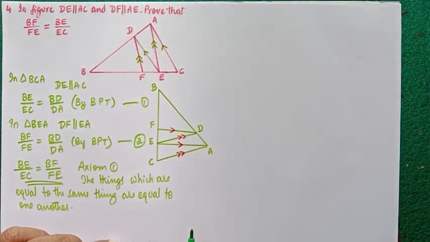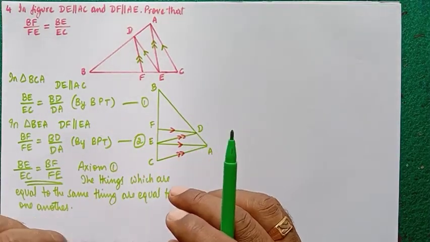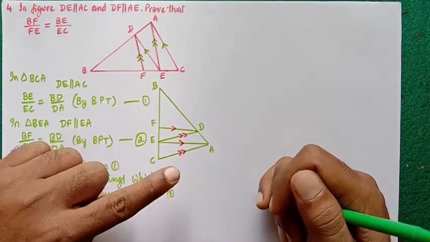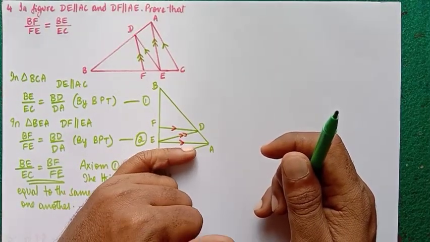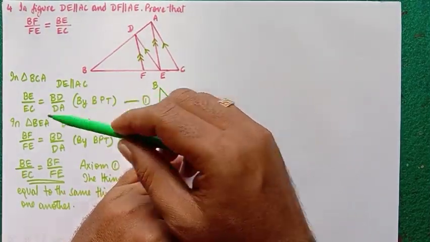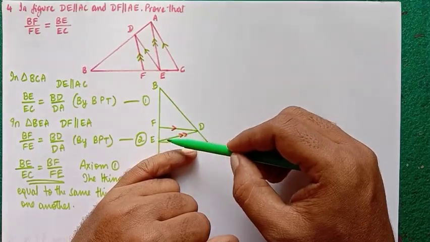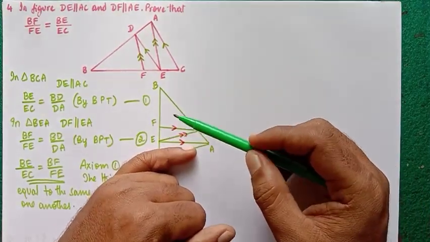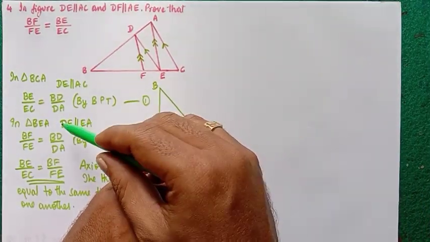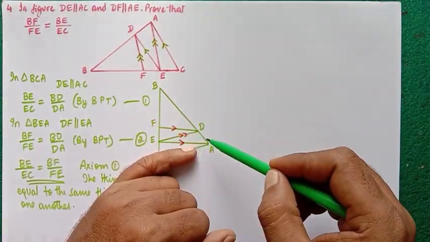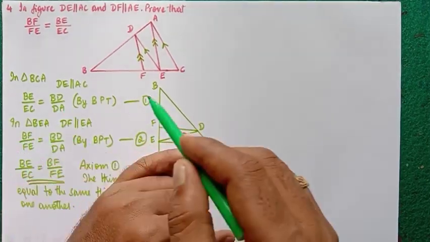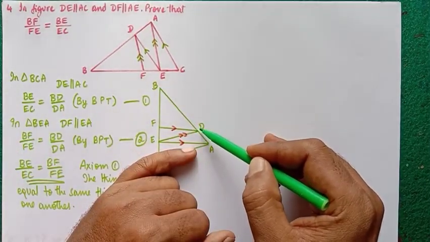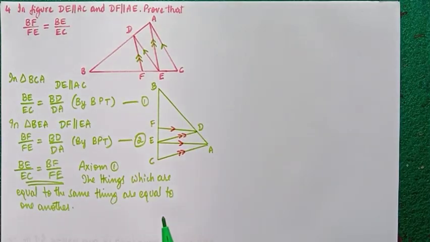Likewise, in the second case, we forget about this line, we don't worry about this CA. If you forget CA, what happens? The next case is triangle BEA. Here FD is parallel to EA. So BF by FE is equal to BD by DA. Likewise, we have solved this one, and I hope you have understood.